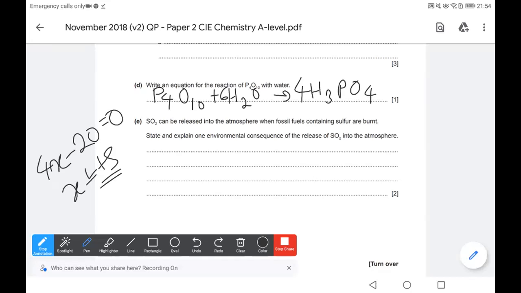Okay, then SO2 can be released into the atmosphere when fossil fuel containing sulfur is burned. State and explain one consequence. SO2 forms acid rain. SO2 dissolves in water and forms H2SO3, and SO2 plus O2 plus water forms H2SO4. Acid rain is generated, and it has very bad effects on the environment.